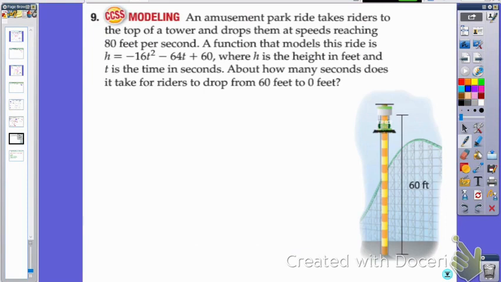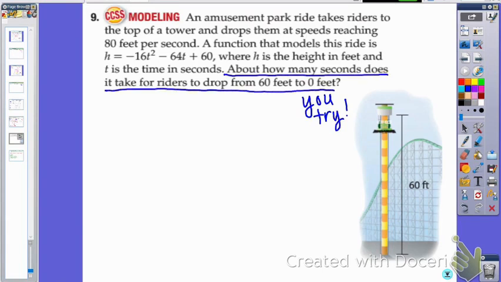Then finally in your notes you have this amusement park ride. I know I always scream on these, even the one at Del Grosso's. But try this one. You can use the quadratic formula to figure out about how many seconds it takes for riders to drop from 60 feet to 0 feet. And you can round that to the nearest hundredth.